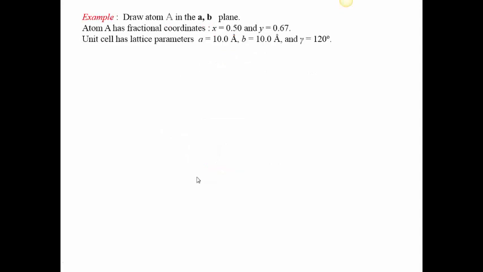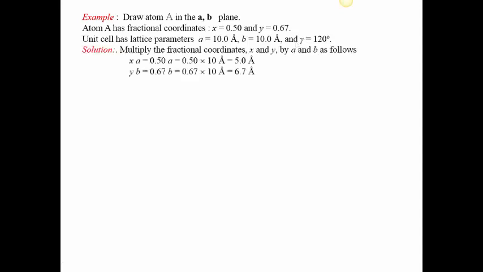So let's look at an example where we draw the atom A in the AB plane, and it will have fractional coordinates of x equal 1/2 and y equal 2/3, and our cell has lattice parameters A and B equal to 10 angstroms, and gamma is equal to 120. So in order to find out the fractional coordinates, we simply multiply them up.